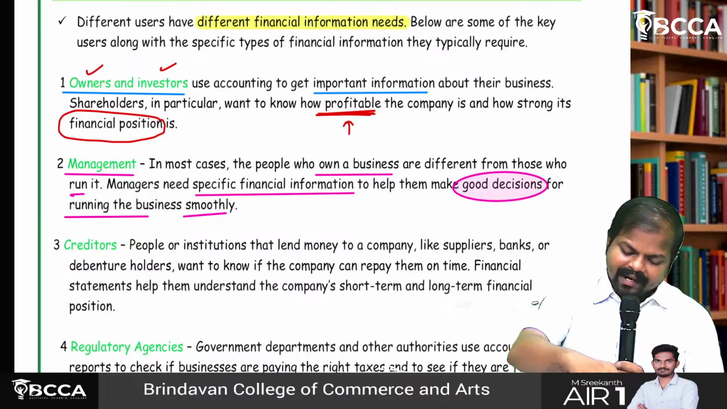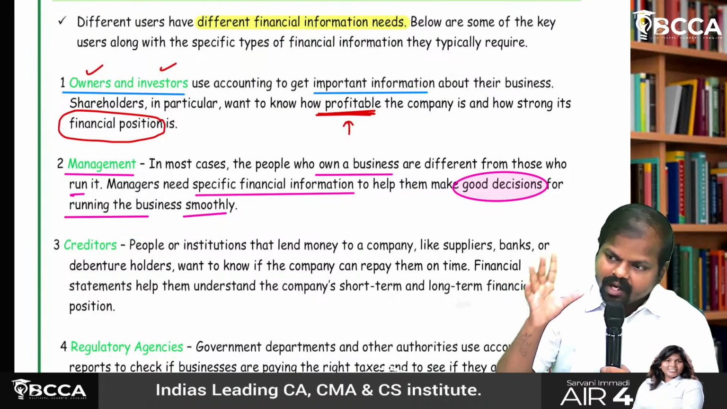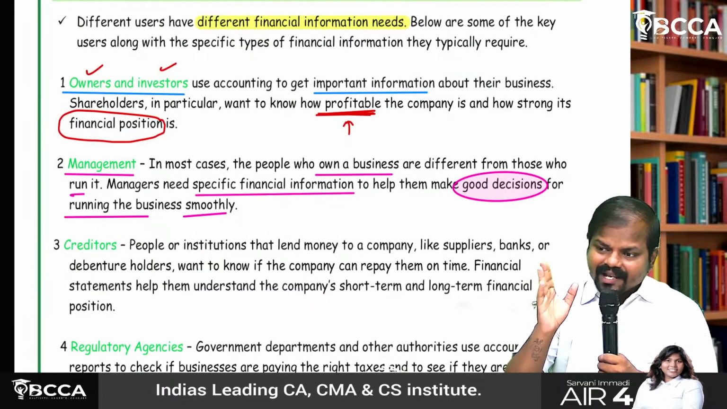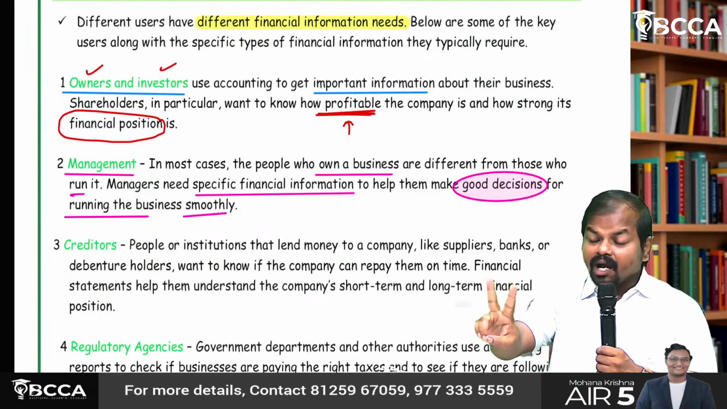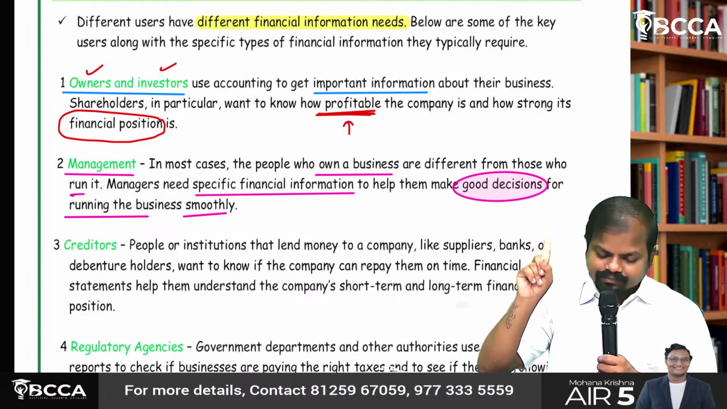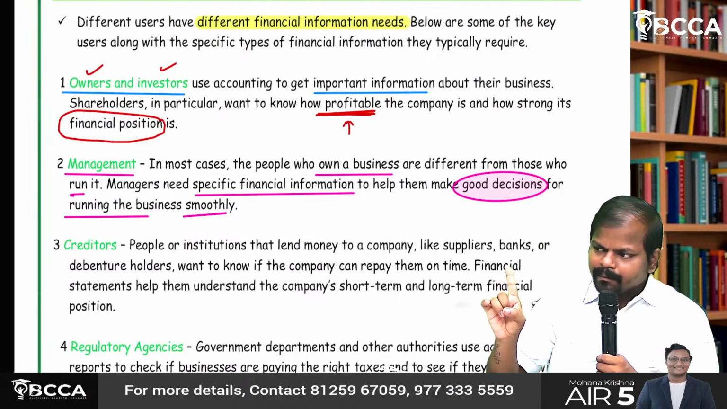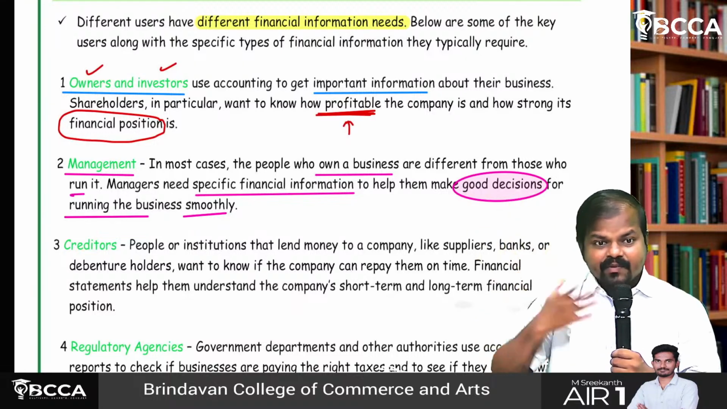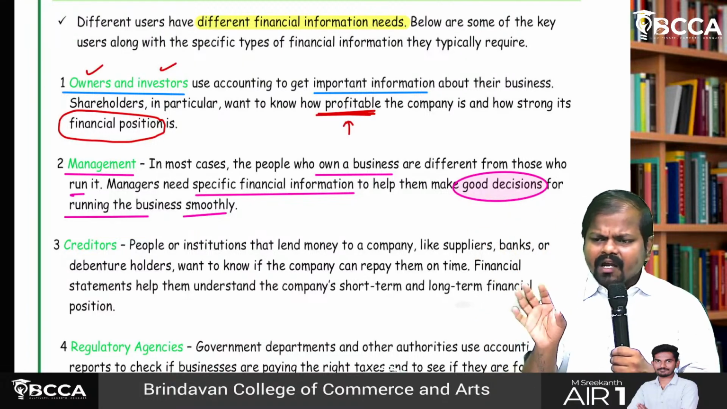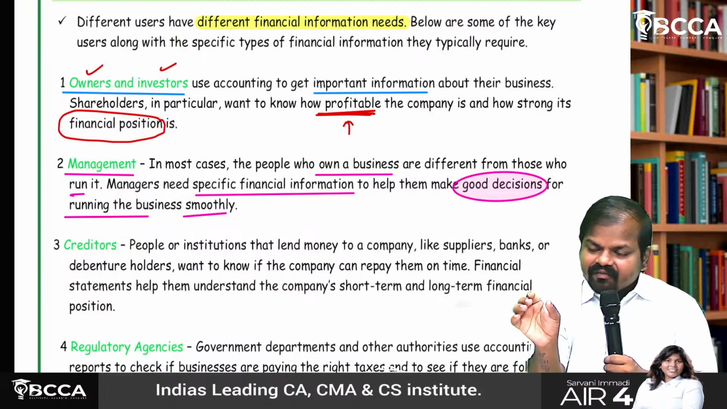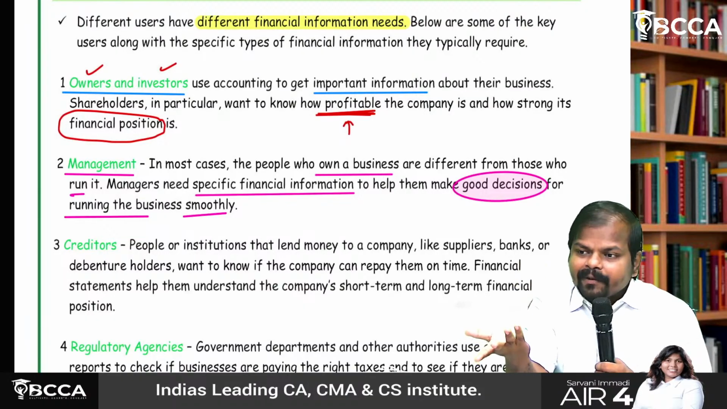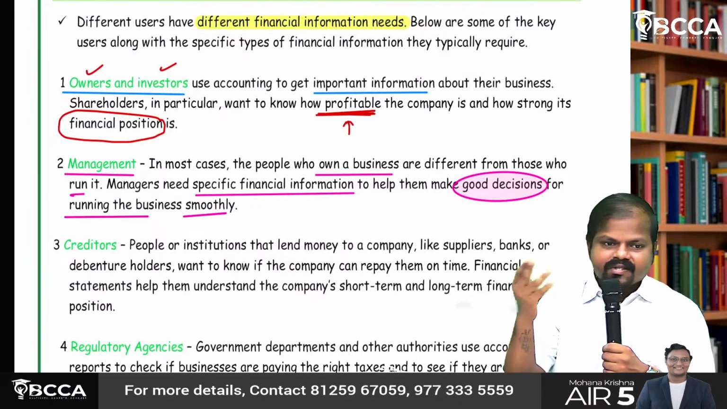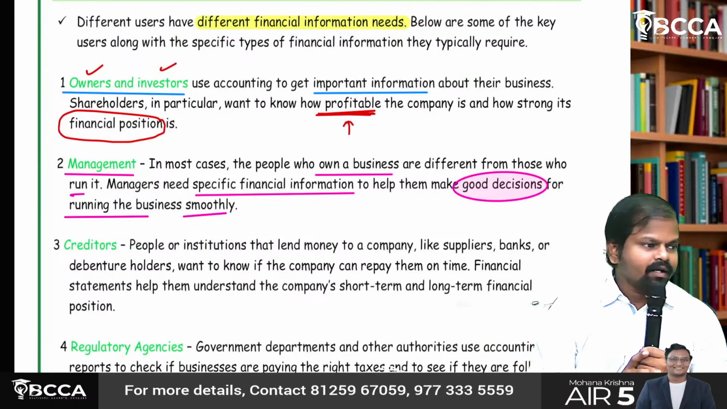Now tell me, in the view of the owner, what is the expectation? Two things. Number one, profitability of the company. Number two, position of the organization. As a management, what is my expectation? I want some financial information. Which financial information? Based on the situation I will tell.